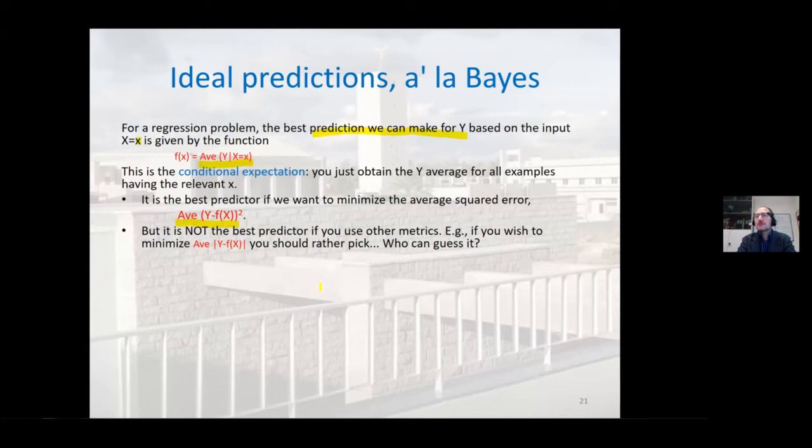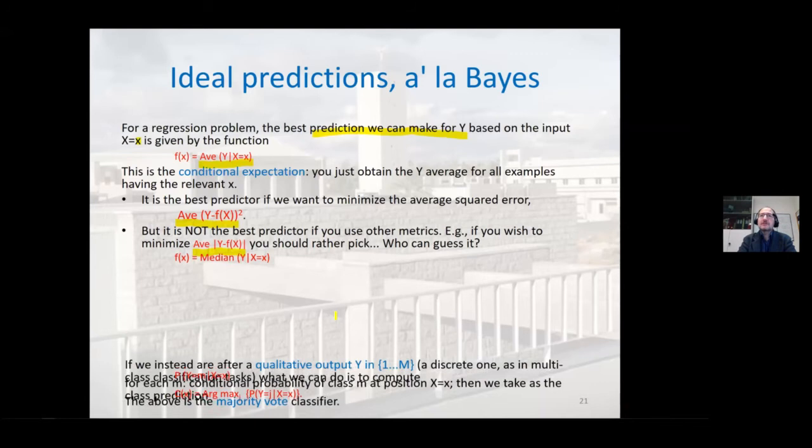But this is not necessarily what you want to use. There may be other metrics that you want to minimize. For instance, you might want to minimize the absolute value of the difference between your prediction and the true value of y. What should you use, for instance, why should you want to use this? This is a question for you, but okay, we don't have time to go through this. What you choose if you want to minimize the average absolute value is the median value of the y's given the x. Okay, so you realize that depending on what your objective really is, you can have different definitions of the test statistic, what you construct with your data.